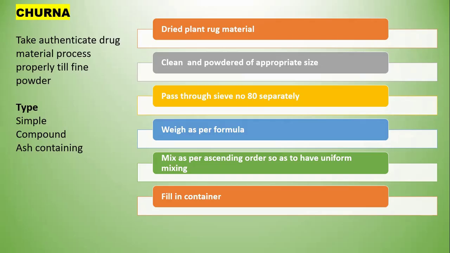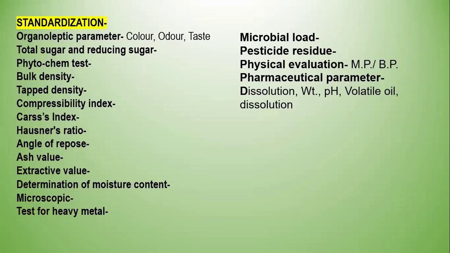Now the next point is the evaluation of churna. These are the different tests used for its evaluation. First is the organoleptic parameters, where we see the color, odor, taste, and texture. Then we find out total sugar and reducing sugar contents. Then phytochemical tests for primary metabolites such as carbohydrates, proteins, and lipids, and secondary metabolites such as alkaloids, glycosides, tannins, and flavonoids.